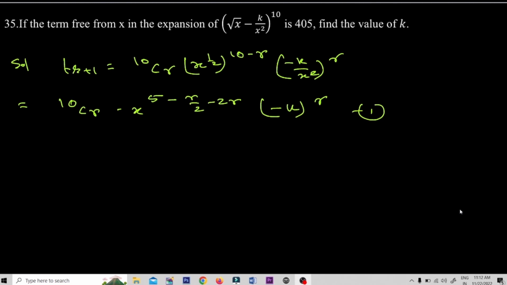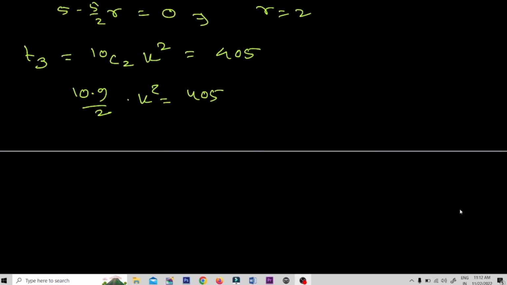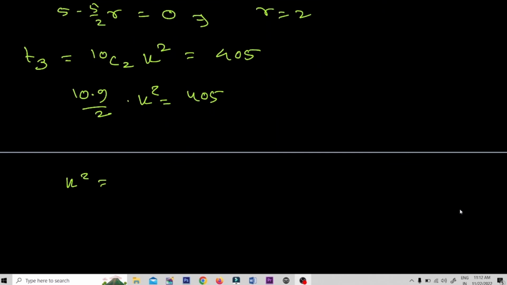Now according to the question, 5 minus 5 by 2 r equals 0. Therefore r equals 2. So T3 is the term which is independent of x. Therefore T3 equals 10C2 into k square, which according to the question is 405. Therefore 10 into 9 by 2 into k square equals 405. So k square equals 405 into 2 by 10 into 9. That is coming to be 9. Therefore k equals plus minus 3.